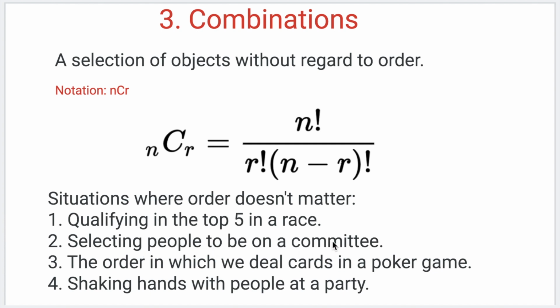Number 2, selecting people to be on a committee. Whether you are selected the third person or the first person, it doesn't matter the order. You'll still be able to serve on that committee. Number 3, the order in which we deal cards in a poker game. If let's say you get a 3 and a face card, it doesn't matter the order of those cards, that's a combination. Number 4, shaking hands with people at a party. It really doesn't matter the order in which you shake people's hands, that would be a combination.